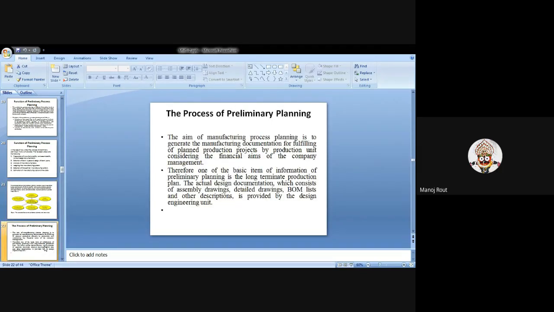The next one is the process of preliminary planning. The aim of manufacturing process planning is to generate the manufacturing documents for fulfilling the planned production project by the production unit, considering the financial aims of company management. Therefore, one of the basic items of information for preliminary planning is the long-term production plan. The actual design documentation, which consists of assembly drawings, detailed drawings, bill of material list, and other descriptions, is provided by the design engineering unit. Going to the next slide.